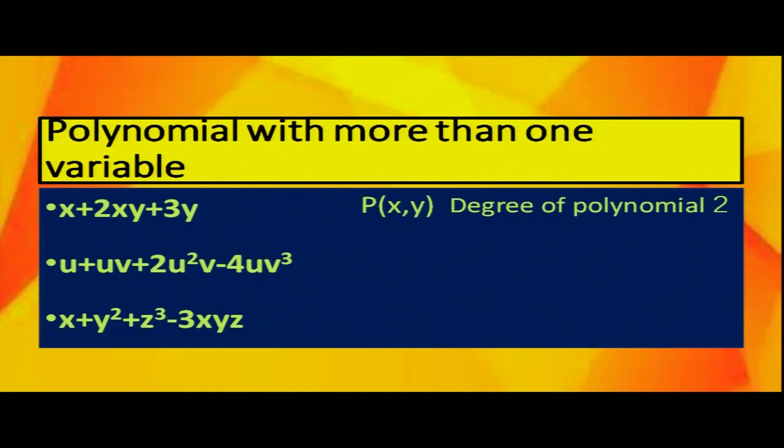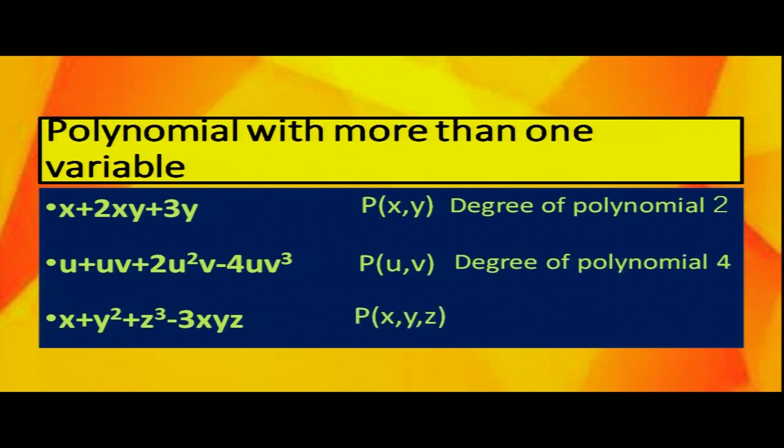In the second one, we have used two variables u and v: u plus uv plus 2u square v minus 4u^2v^2. So we can write p(u,v). In this polynomial, in the last term the sum of the exponents of u and v is 4, which is the maximum. So the degree of this polynomial is 4.